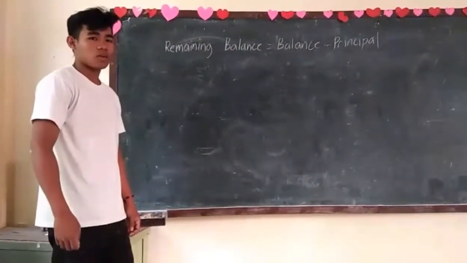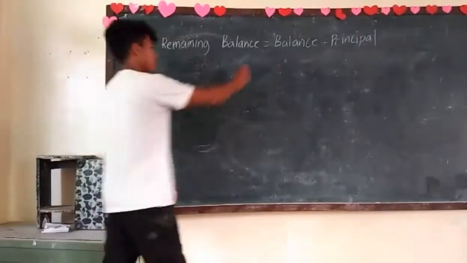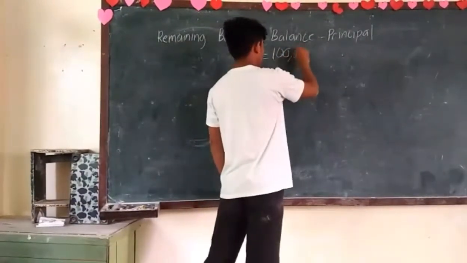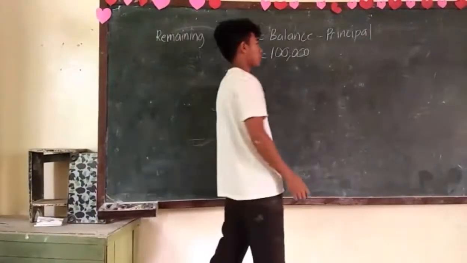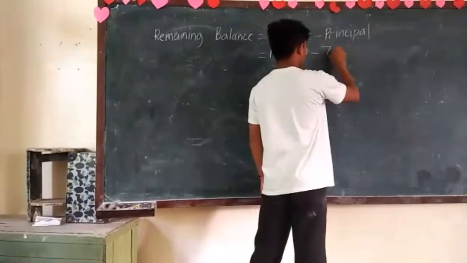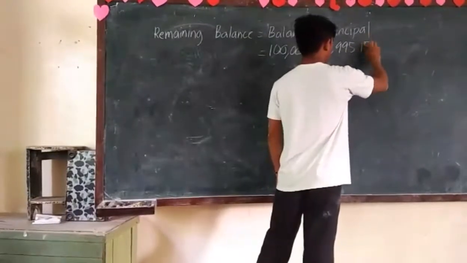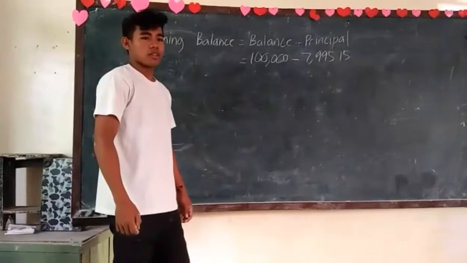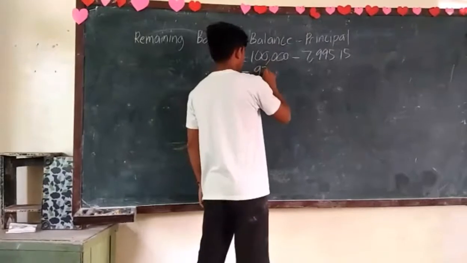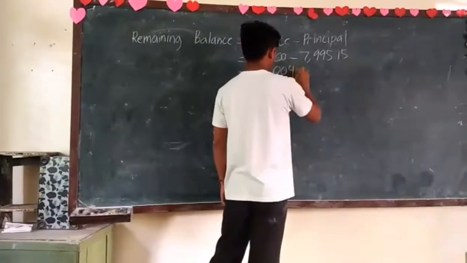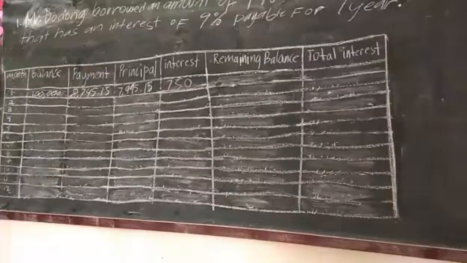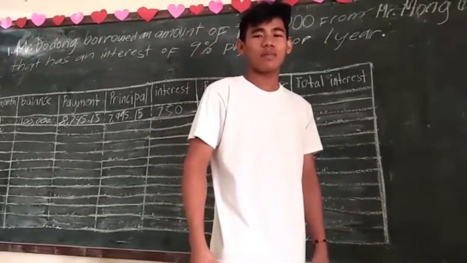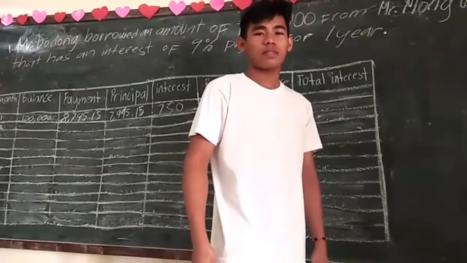In order to solve for the unknown remaining balance, let's use the formula remaining balance equals balance minus principal. Let's substitute 100,000 for the balance, minus 7,995.15 for the principal. After undergoing the process, we can determine that the remaining balance is 92,004.85. After paying an amount of 8,745 pesos and 15 centavos for the first month, the remaining balance is 92,004.85.